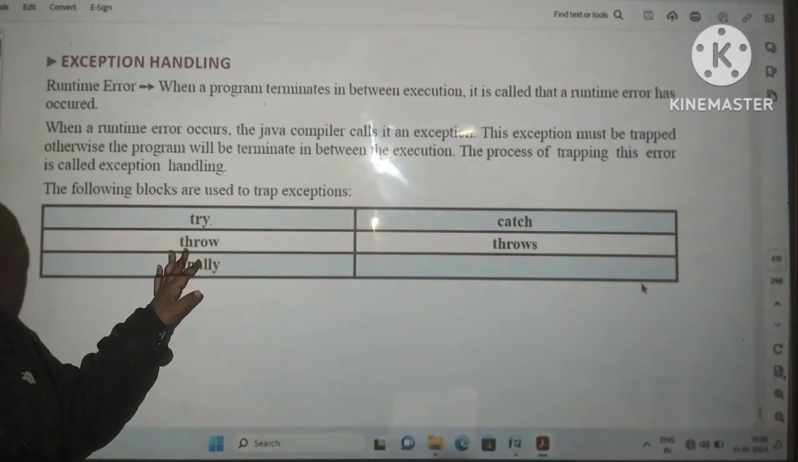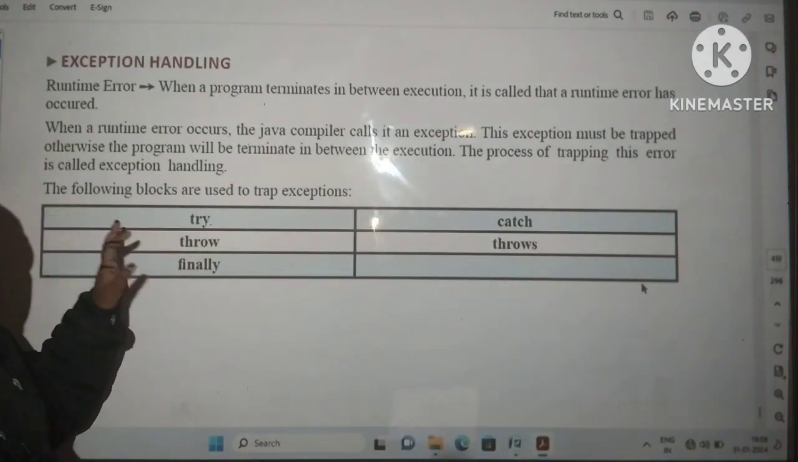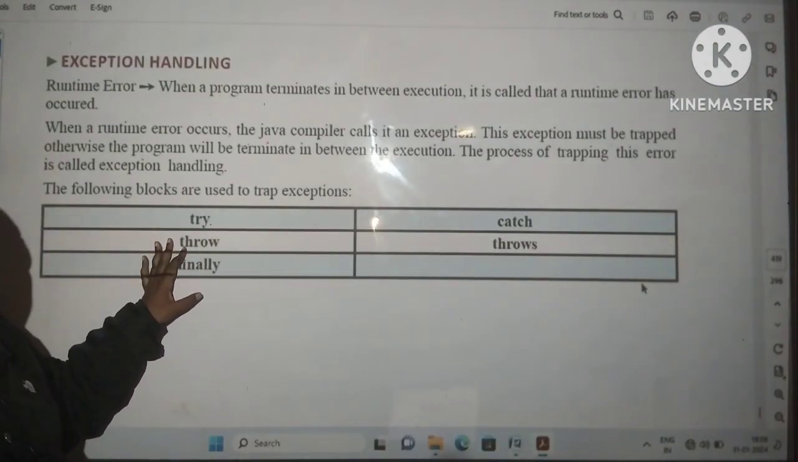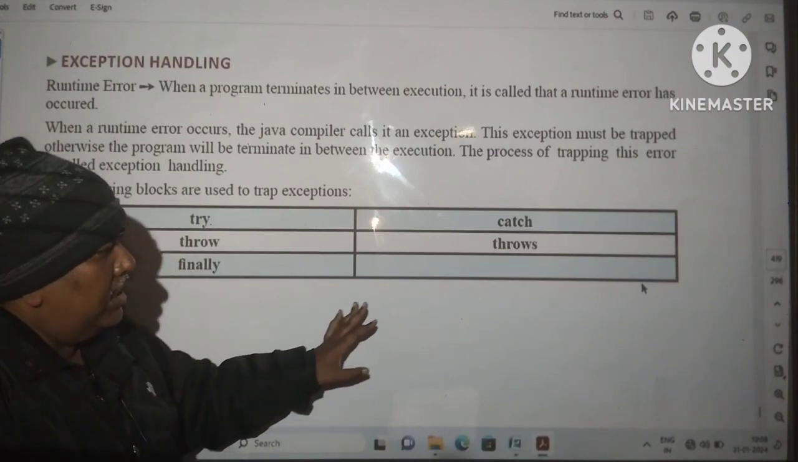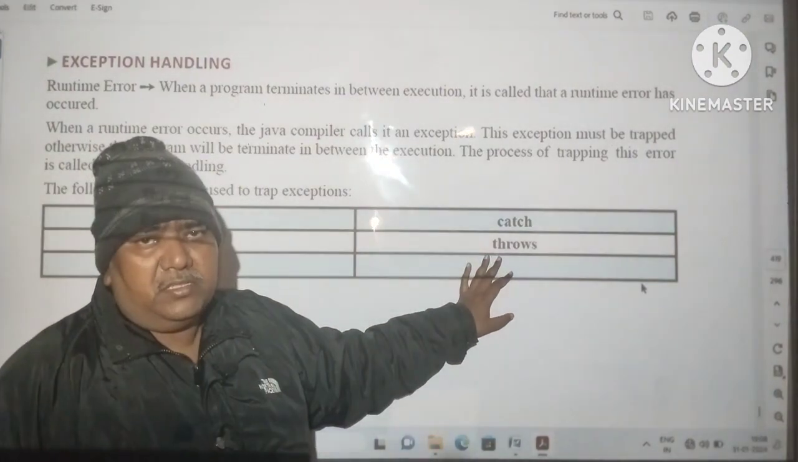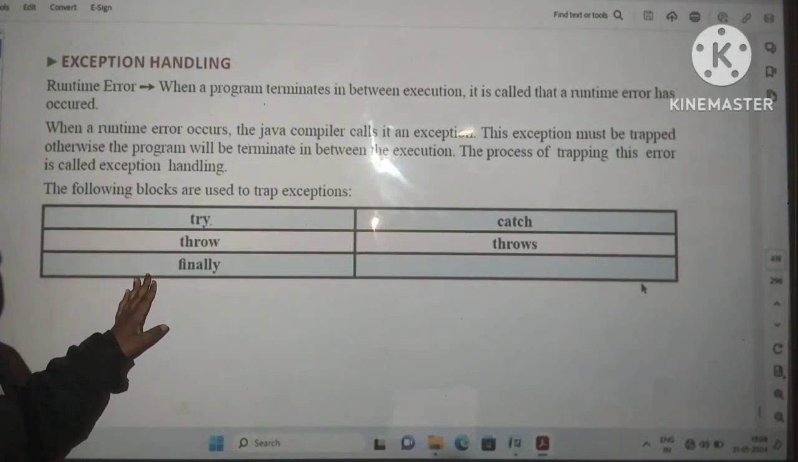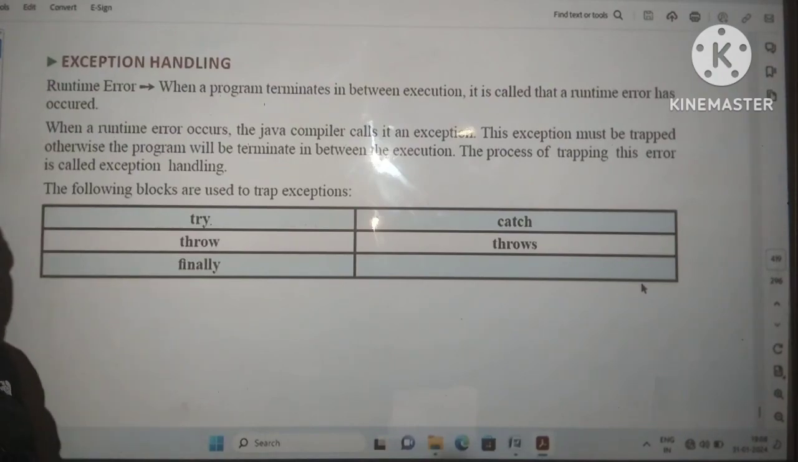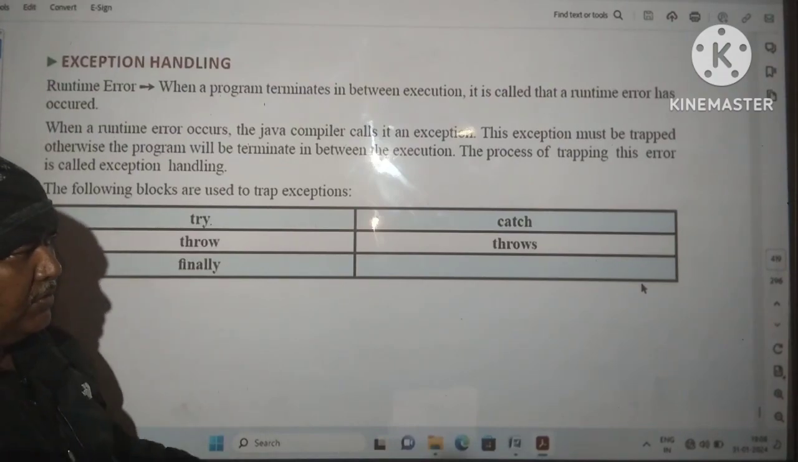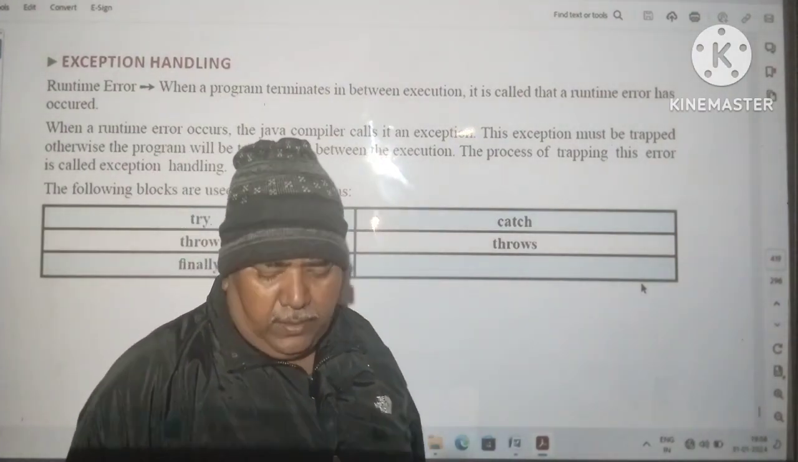Then throw. Throw is a keyword which is used to throw one runtime error out of the program. Throws is used to trap multiple runtime errors. And finally is a block which will execute at any cost, whether an exception is generated or not. It is written at the last, after try catch. So this is all about exception handling.